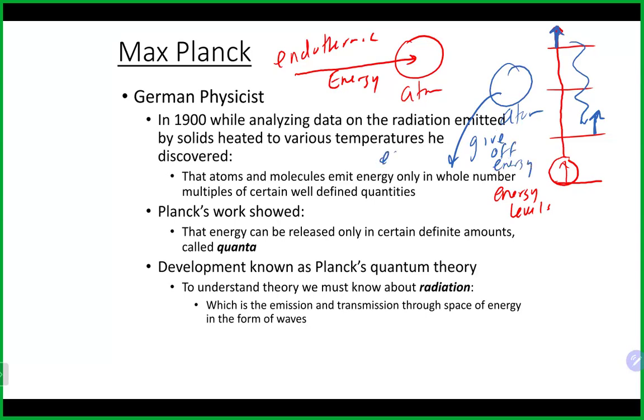And that obviously is an exothermic process for the atom in this situation. There's a law of conservation of energy, which means energy cannot be created nor destroyed, which means as those electrons are dropping down, the atom will give off that energy in the form of a photon of light.